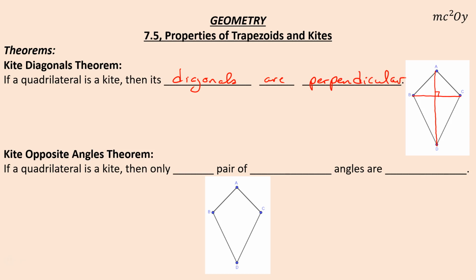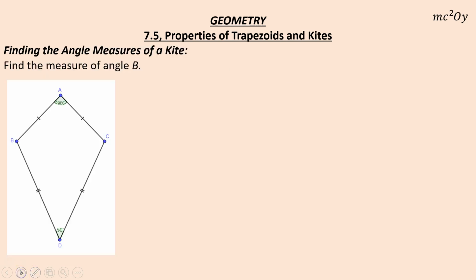All right, they cross at a right angle. And then the kite opposite angles theorem: if a quadrilateral is a kite, then only one pair of opposite angles are congruent. And I think I marked that originally. Okay, so once again, if we have a kite, then its opposite angles are congruent. And if we have a kite, then its diagonals bisect each other. Okay, so applying those two theorems, find the measure of angle B.